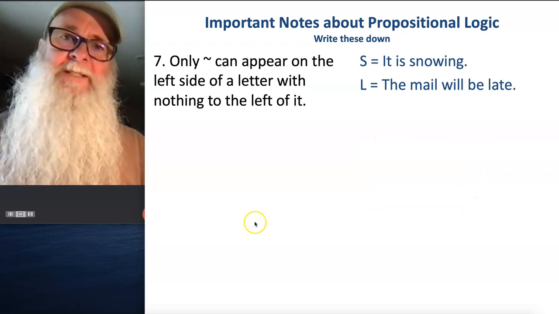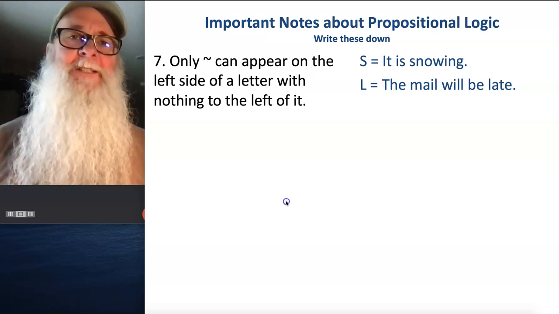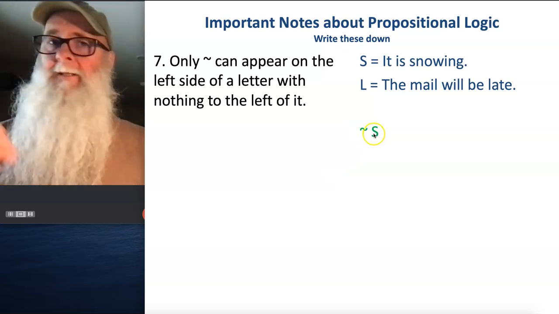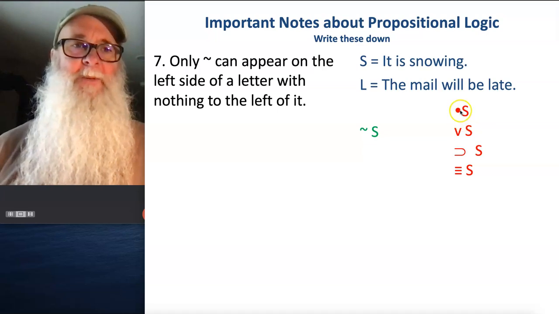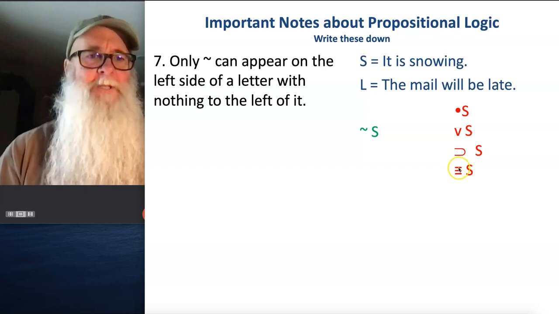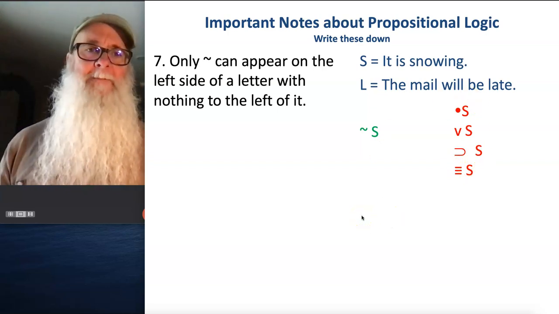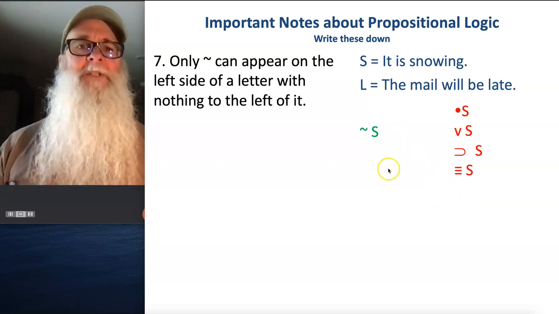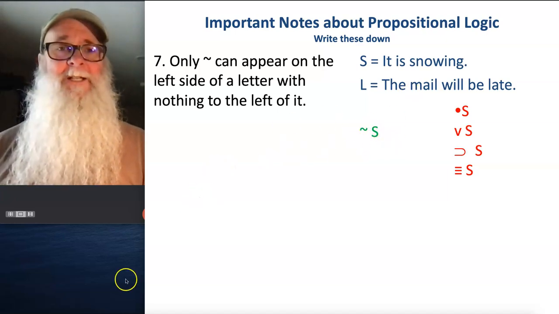Only tilde can appear on the left-hand side of a letter with nothing to the left of it. So this is fine: tilde S, "it is not snowing," is what that says. We're never going to see something like this, where we have a dot followed by a sentence, or a wedge, or a horseshoe, or a triple bar followed by a sentence. We're always going to have connective operators like dot, wedge, horseshoe, and triple bar appearing with letters on both sides. Only tilde can appear on the left-hand side of a letter with nothing else on the other side of it.